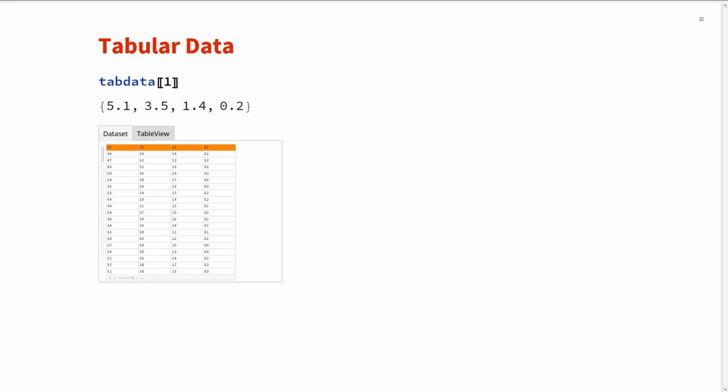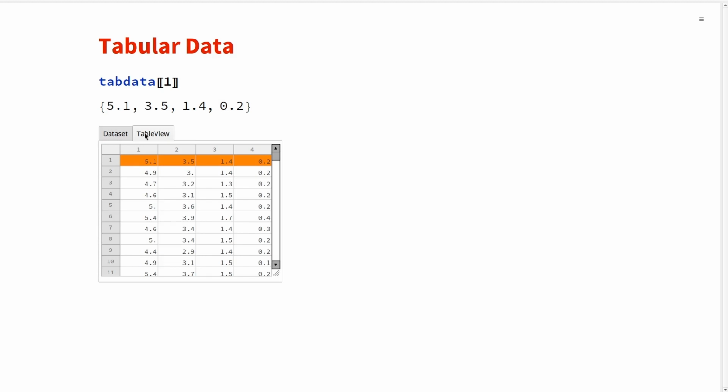In the Wolfram language, we have a couple of functions that will help us display this data in a spreadsheet-like view, and they are Dataset and TableView. Both of these functions show us 4 columns in this example dataset. TableView also shows the indices of the columns and rows. So we can see it has 4 columns and 150 rows.